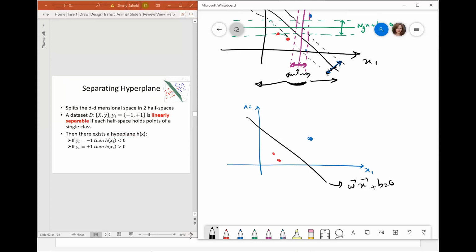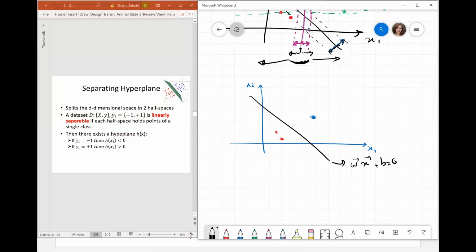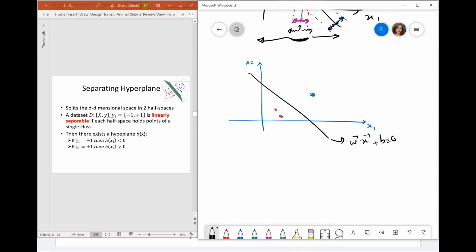Then I can say, okay, whatever falls on the right and above it is going to be class blue, and whatever falls below and on the left-hand side of it is going to be class red, right? So if our data has two classes, for example blue and red, we have a data set of pairs of x and y's, and our yi's are either blue or red.